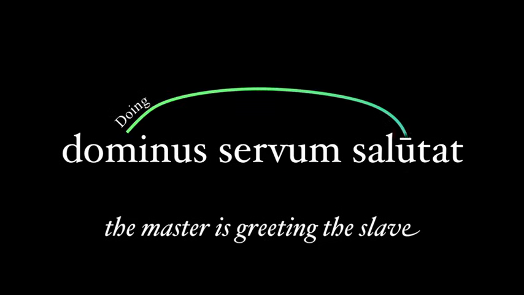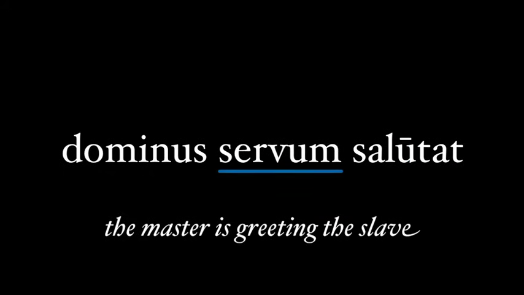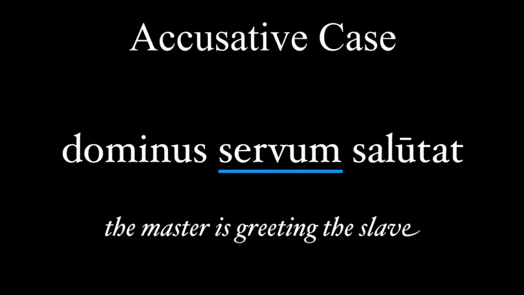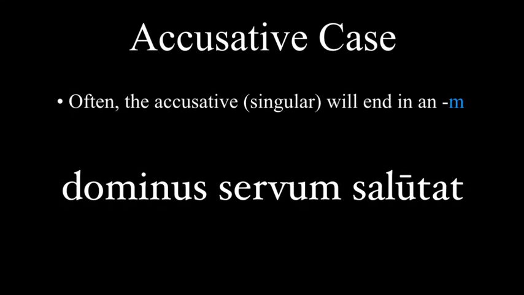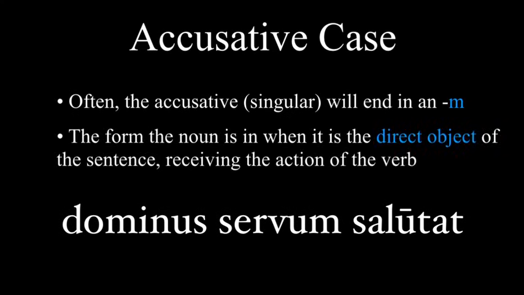Here, the slave is receiving the action of the verb. He is receiving the greeting. The word servum is in what we call the accusative case. Many singular words in the accusative will end in an M. This is the case, the form of the noun, for the direct objects of the sentence.